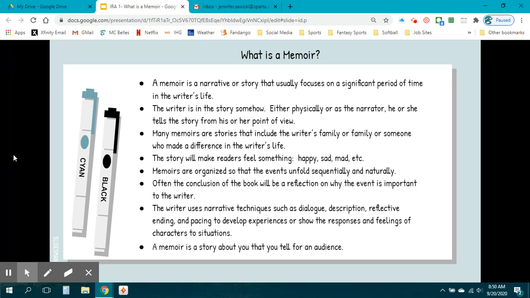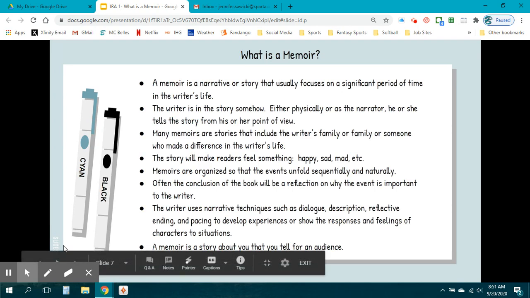And finally, a memoir is a story that you tell for an audience. So sometimes we have things that happen to us that we're not willing to share, but a memoir should be something that you're willing to share with others.